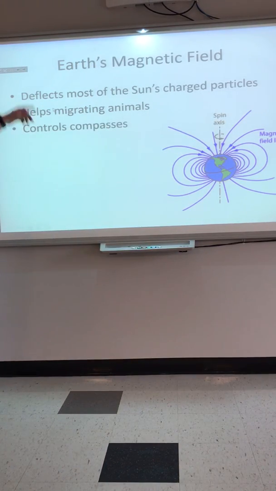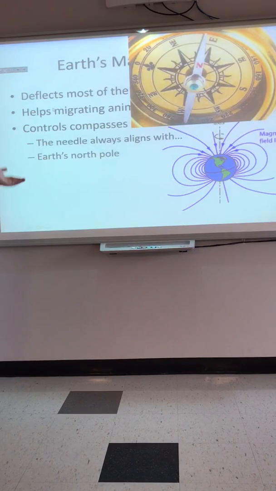It controls compasses, which allow us to know where we're going. The needle always aligns with the Earth's north pole. All right? Therefore, allowing us to know what direction is north and orienting ourselves.